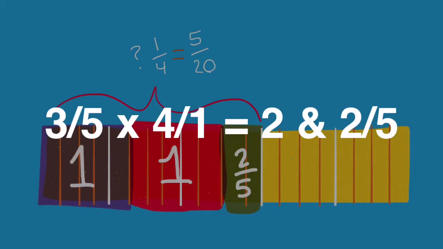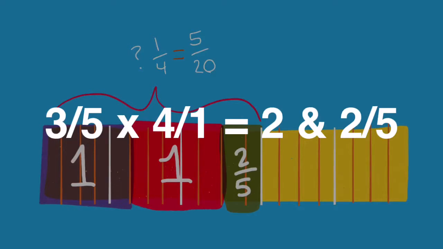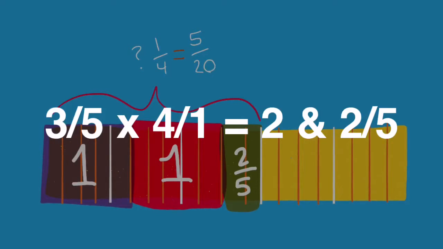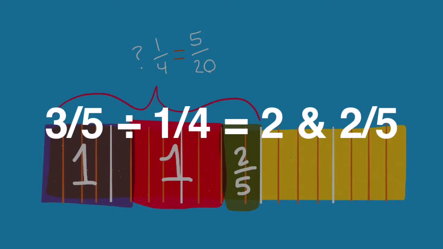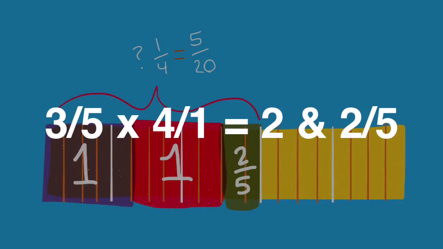And 12/5 turned into a mixed number is equivalent to 2 and 2/5. That's the same exact number or value that we got for our quotient when we said 3/5 divided by 1/4. Remember, 3/5 divided by 1/4 is 2 and 2/5. But the model also showed 3/5 times 4 is 2 and 2/5 as well.